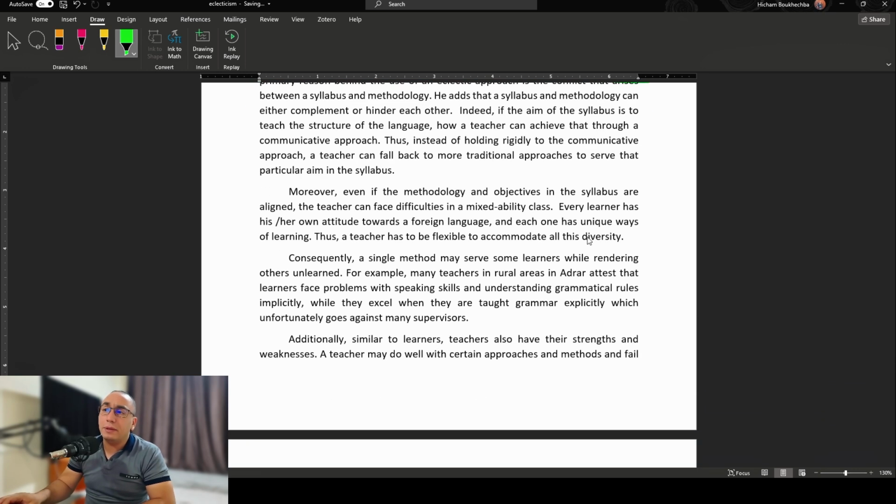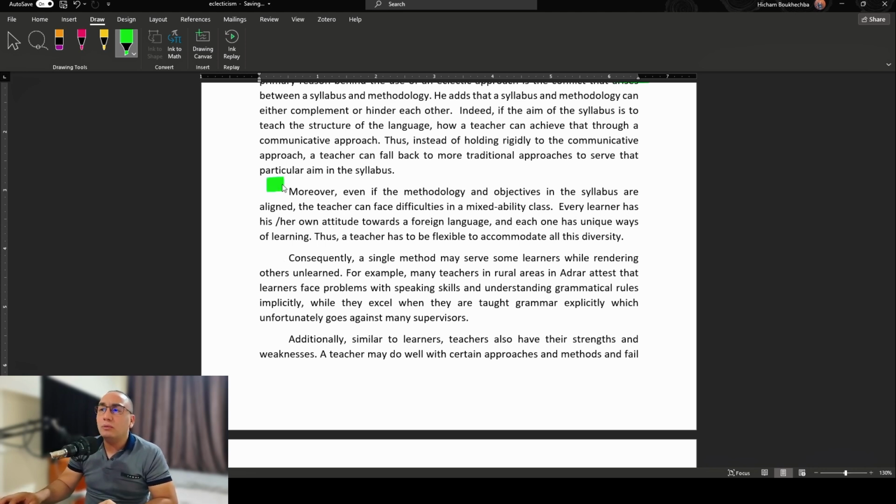So what happened? When these are not aligned, the teacher can face difficulties in a mixed ability class. Every learner has his or her own attitude towards a foreign language, and each one has a unique way of learning. Thus, a teacher has to be flexible to accommodate all this diversity.